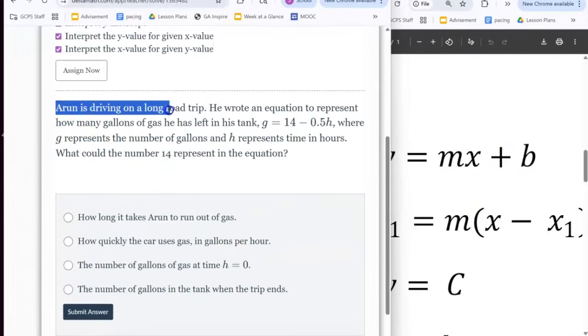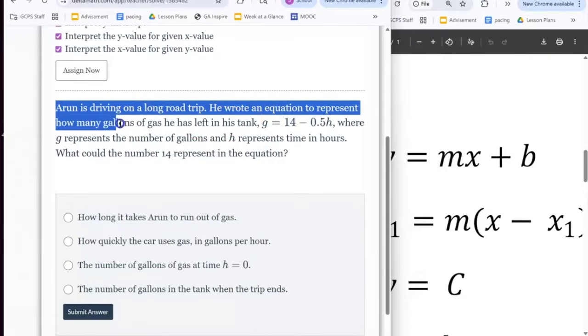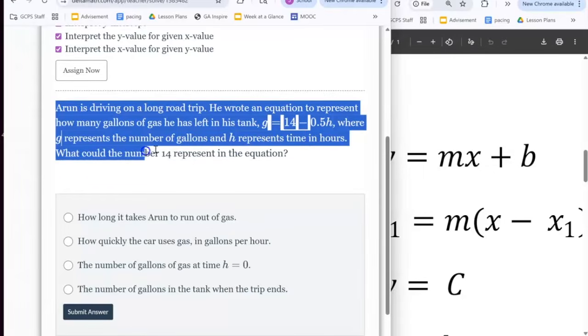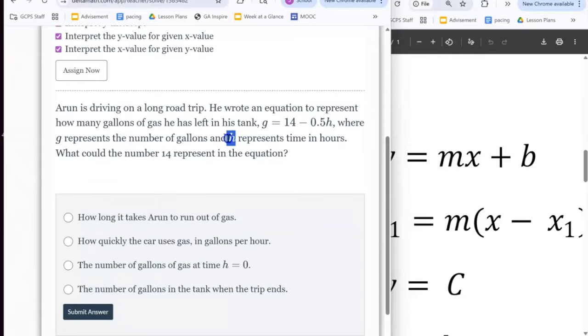Aaron is driving on a long road trip. He wrote an equation to represent how many gallons of gas he has left in his tank, G, which is equal to 14 minus 0.5 H, where G represents the number of gallons left in his tank, and H represents the time in hours. So again, you're driving on the road, H hours pass, and then I have G gallons left in my tank. So what could the number 14 represent?